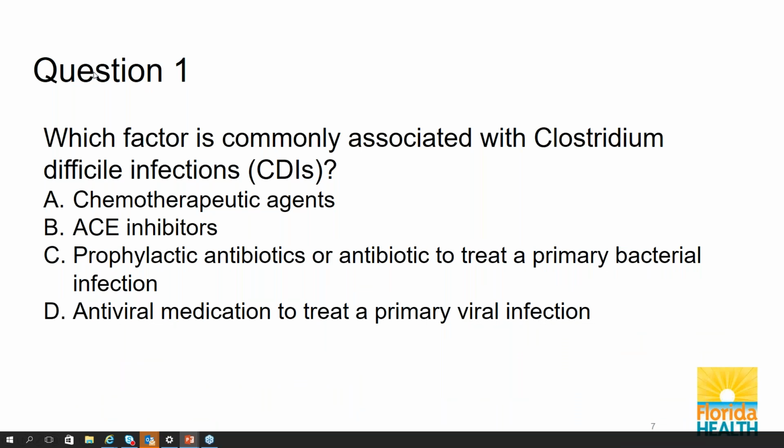All right, so question 1. Which factor is commonly associated with Clostridium difficile infections? A, chemotherapeutic agents, B, ACE inhibitors, C, prophylactic antibiotics or antibiotic used to treat a primary bacterial infection, and D, antiviral medication to treat a primary viral infection.